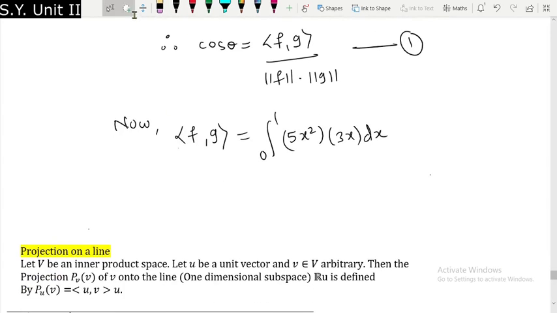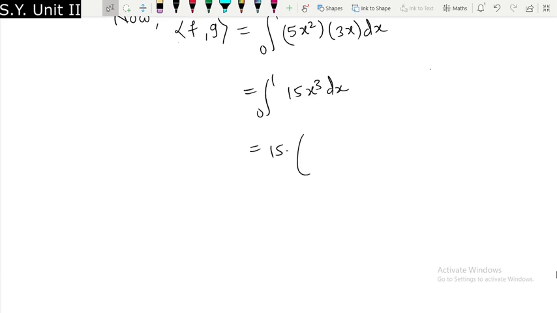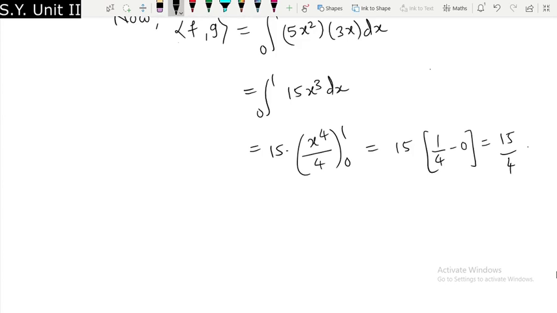So therefore this will be equal to 15x cube, I guess. So integral 0 to 1 15x cube dx, since 15 is a constant that can be taken out, and the integral of x cube is x to the power 4 upon 4, which you might have learned in analysis. So this will be equal to 15 inside the bracket. First of all you put the upper limit, that is 1 upon 4, then put the lower limit x equal to 0, so we'll have 0, and this is exactly 15 upon 4. So that is our numerator, I'll call it 2.